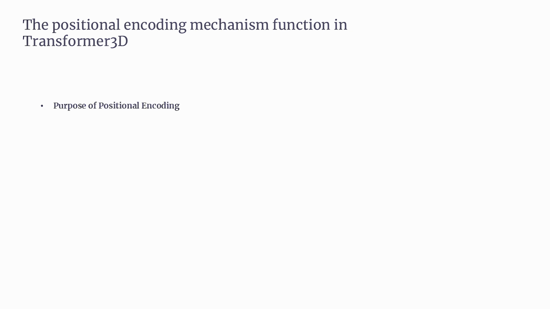The first, purpose of positional encoding. In traditional transformers, positional encoding ensures the model understands the order of tokens in a sequence. In Transformer 3D, positional encoding serves a similar purpose, but for 3D data. It helps the model understand the spatial context of each point or vertex in 3-dimensional space.